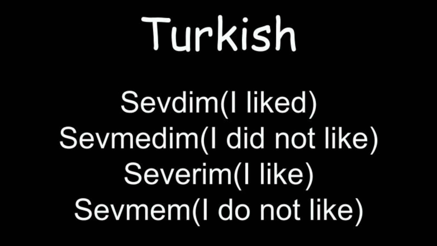These Turkish words are a good example of agglutination because in each of them, sev means like or to like, while each of them has an ending that changes the meaning. In the first word, the d means past tense, and the m means first person singular, making a meaning of I liked. In the second word, the me means not, the d means past tense, and the m means first person singular, giving a meaning of I did not like.